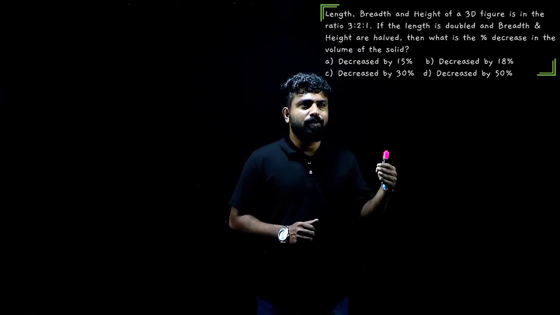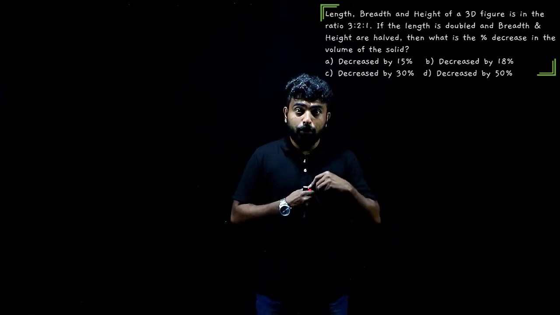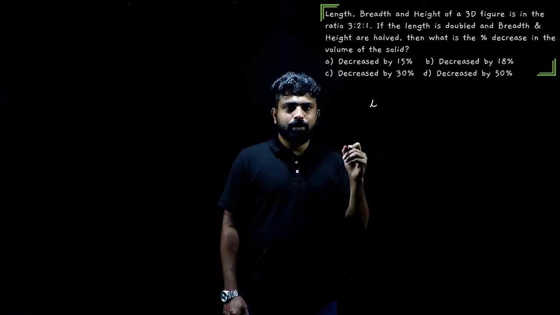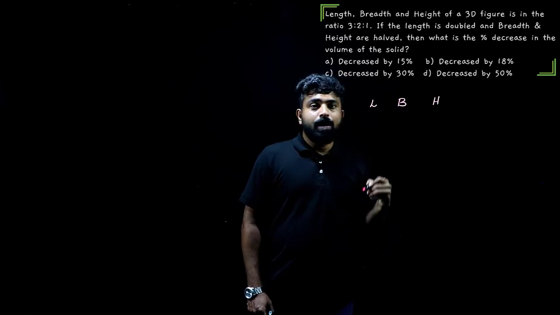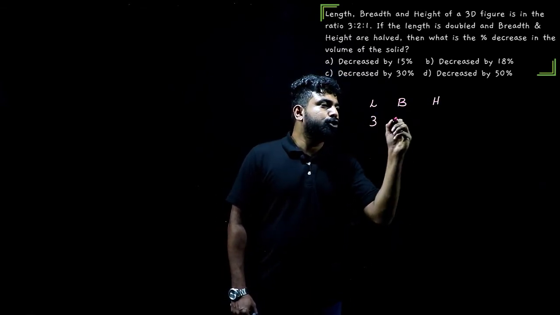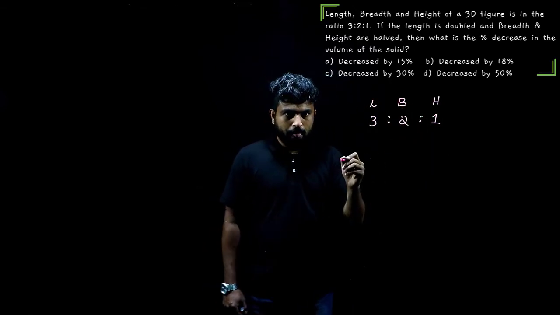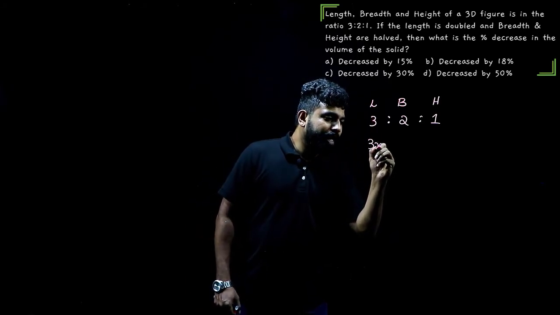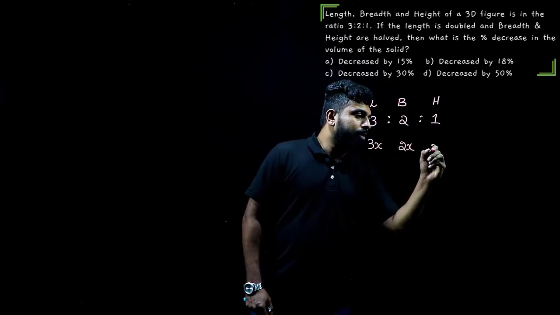What does it say? Length, breadth and height of a 3D figure are in the ratio 3:2:1. Here we already dealt with a problem on ratios previously. So length, breadth and height are in the ratio 3:2:1. So the actual length will be 3x. And what about breadth? Breadth will be 2x, and height will be x.